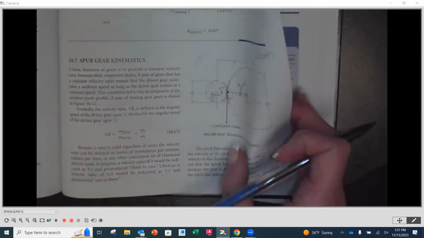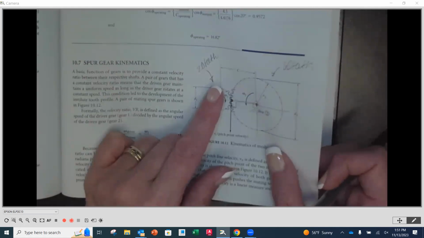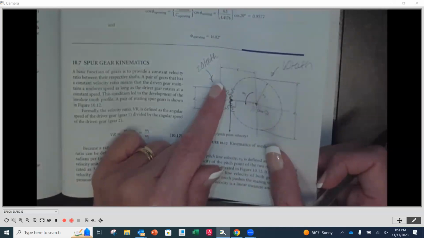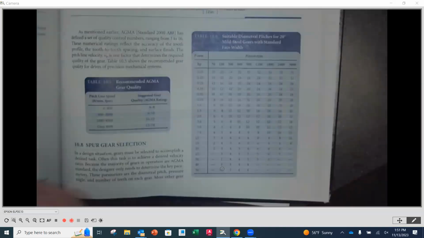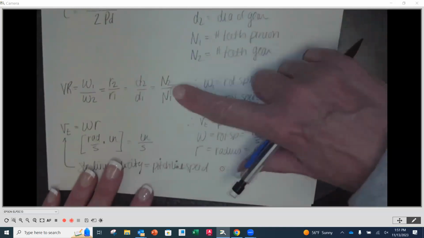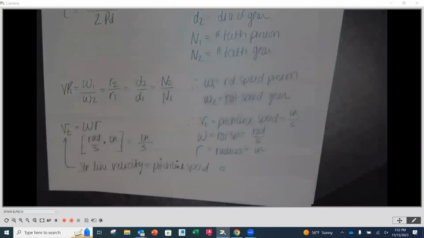So what are we noticing here? 60 divided by 20 is 3. N2 divided by N1 is 3. And if we would write that out, N2 divided by N1 would be 60 teeth divided by 20 teeth. Teeth would cancel top to bottom, unitless.